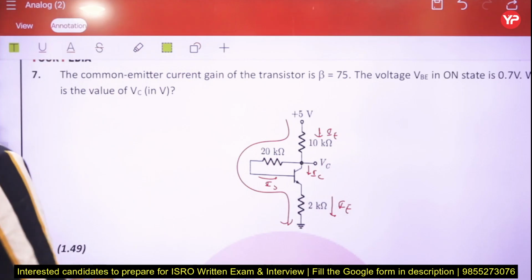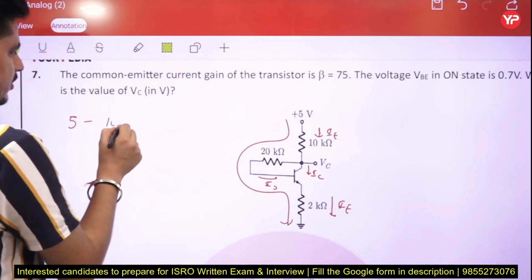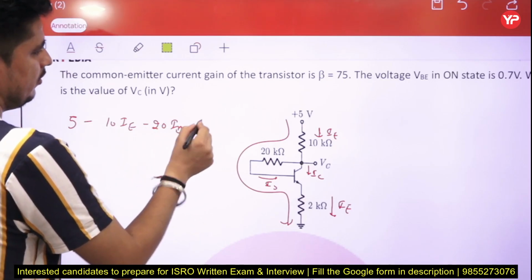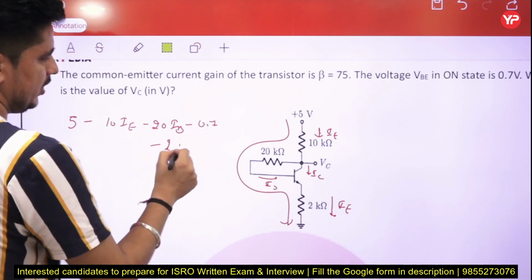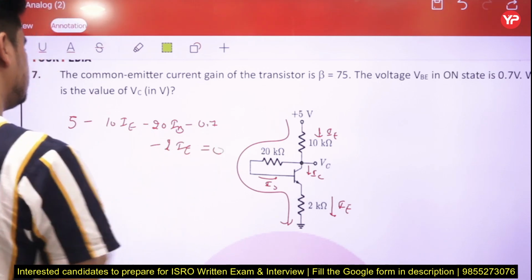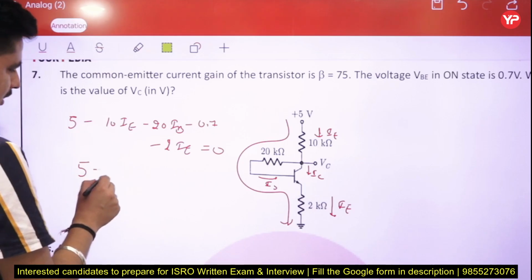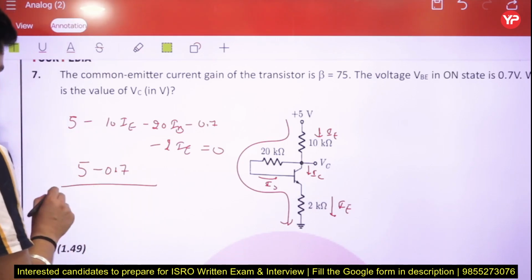So when you apply the KVL, that will be 5 minus 10 times IE minus 20 times IB minus 0.7 minus 2 times IE equals 0. So we can say 5 minus 0.7, if you calculate the IB. I am calculating the IB here.